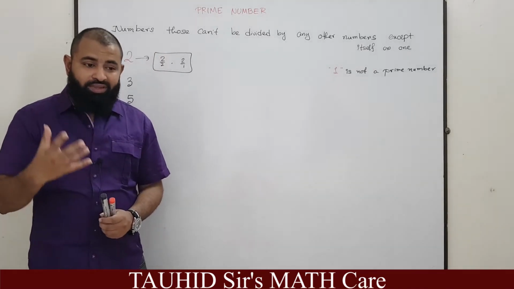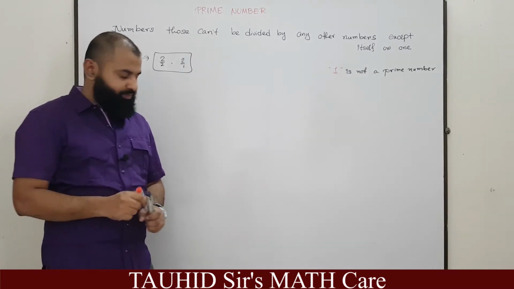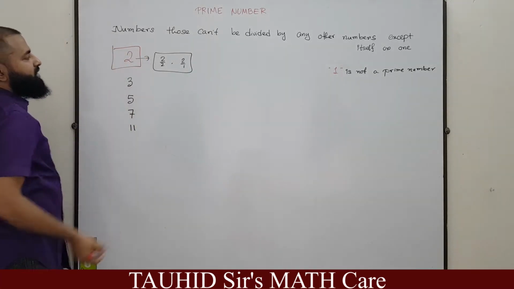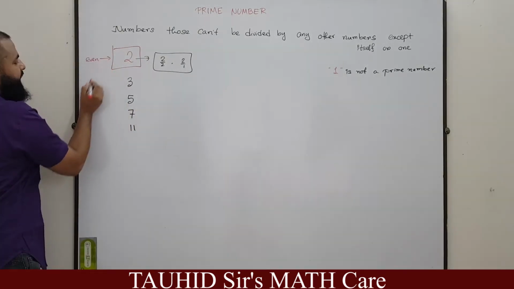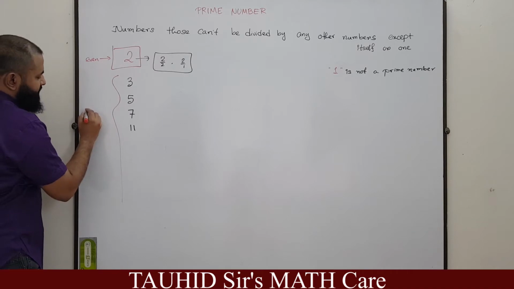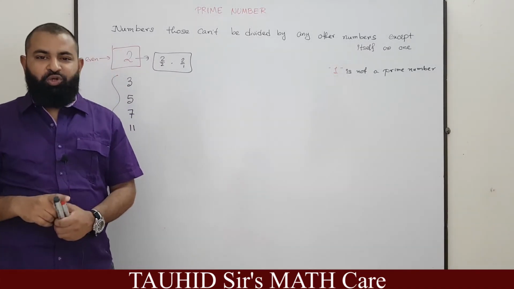If you are told that you have to write a prime number and this should be an even number, then you must write 2. 2 is the only even prime number and all the rest of the prime numbers are odd, because any even number can be divided by 2.